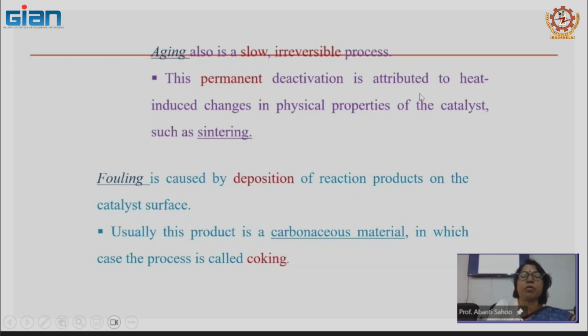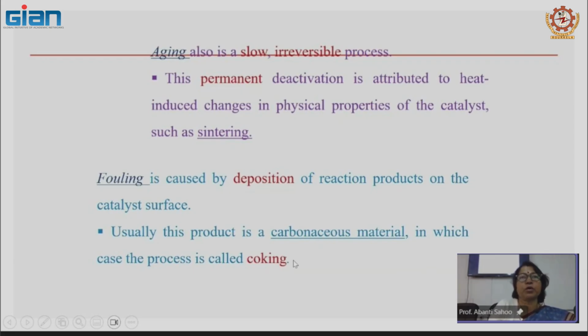Fouling is also caused by the deposition of the reaction product. Sometimes during the reactions, the products may get deposited on the catalyst. So, fouling occurs. Usually this product is a carbonaceous material, in which case the process is called coking.